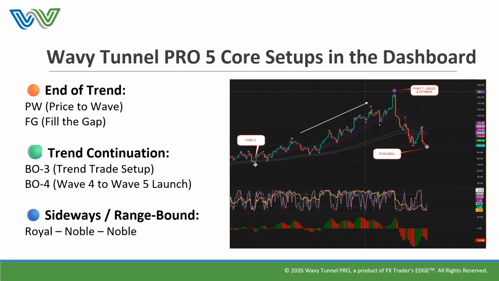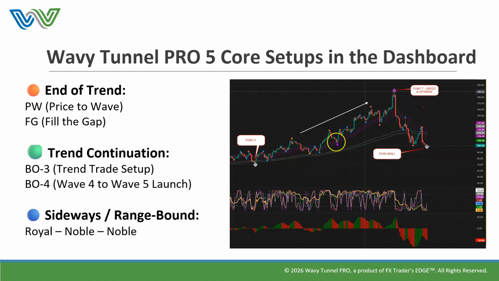The end of trend trades, the price to wave and the fill the gap trades, those occur from the market top. So the price to wave is price moving back into the wave, and then the fill the gap is price filling the gap between the wave and the tunnel. You can see the wave and the tunnel on the chart. The wave are the 3 purple lines, and the tunnel are the 2 dotted lines, which are the longer term moving averages. The trend continuation setups, the breakout 3 trend trade setups, occur along the trend, the wave.